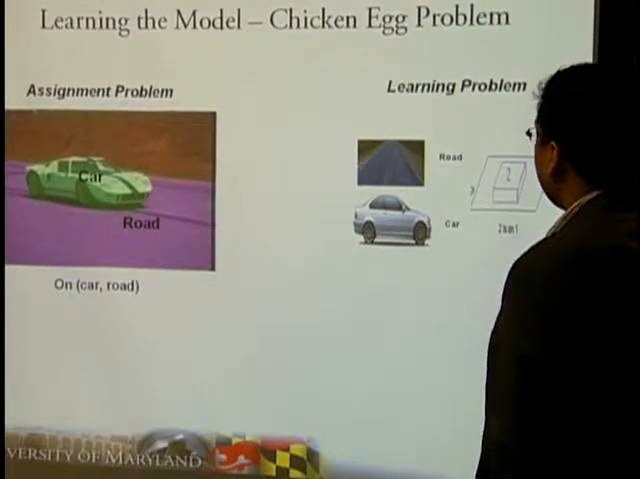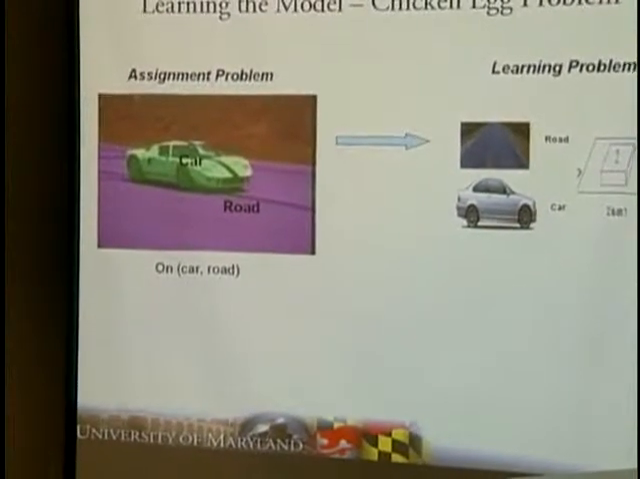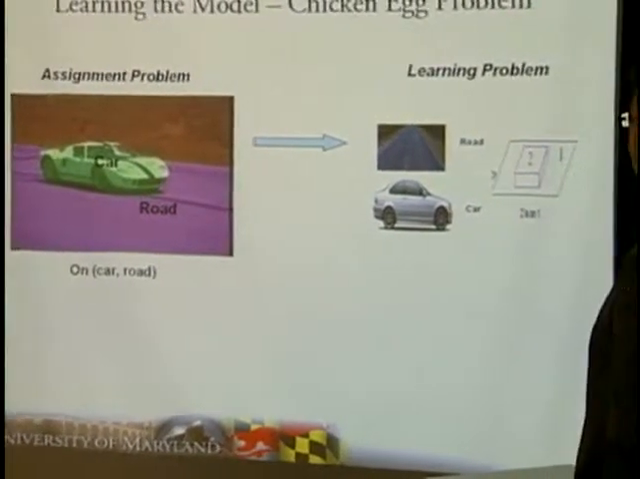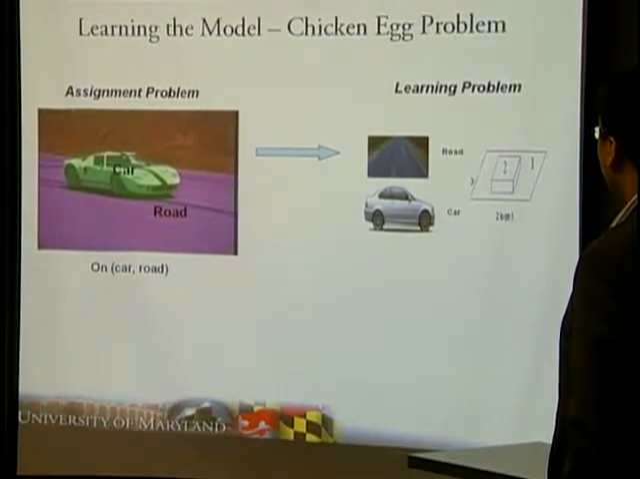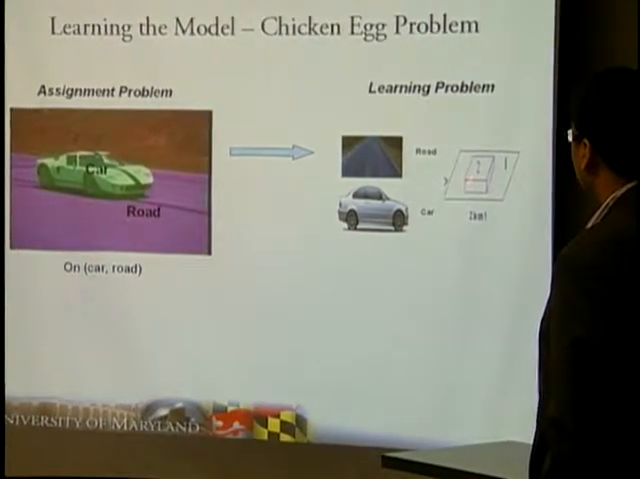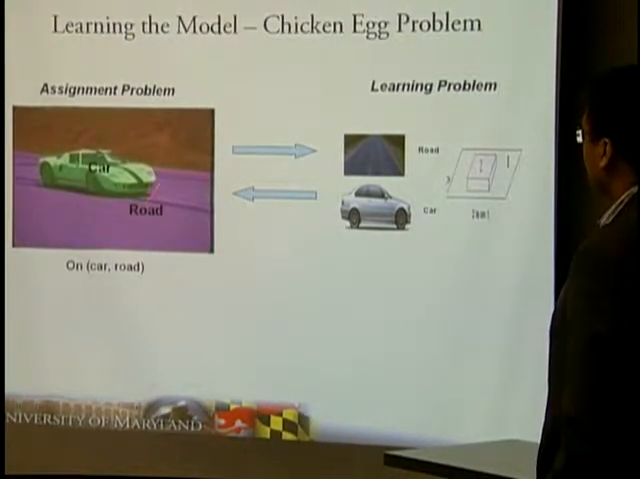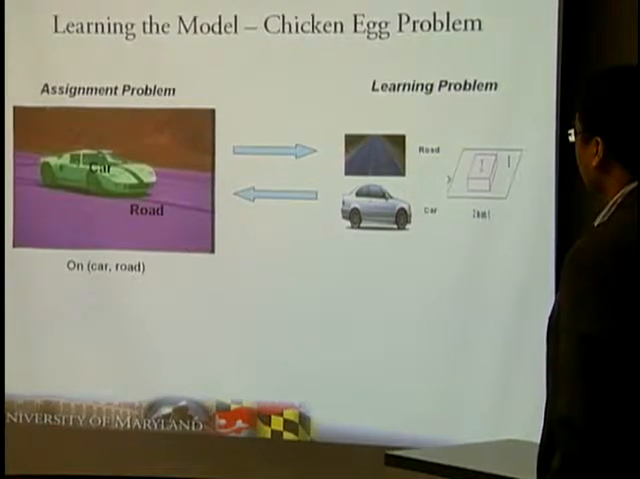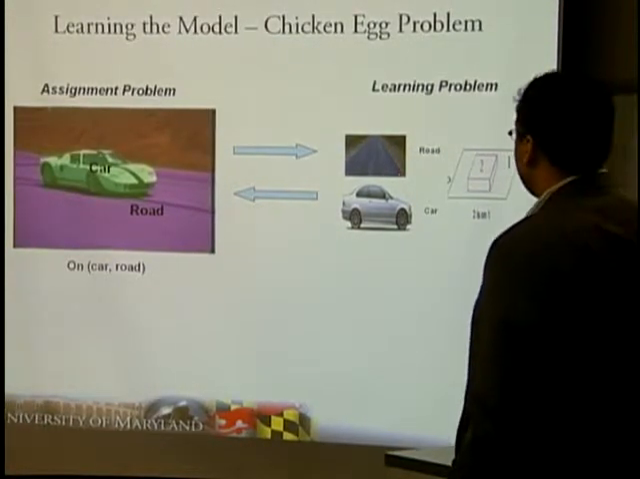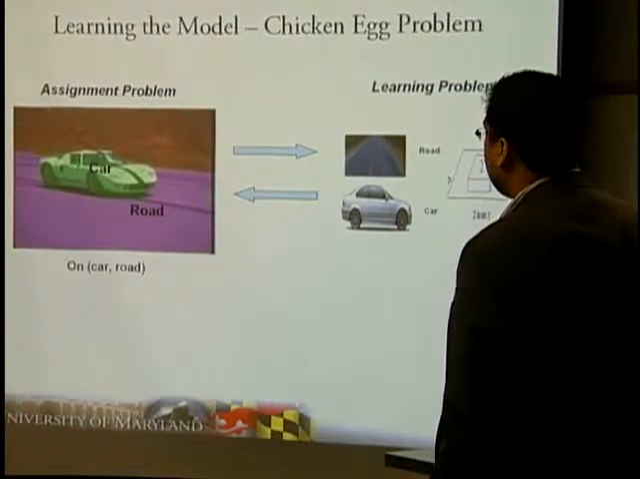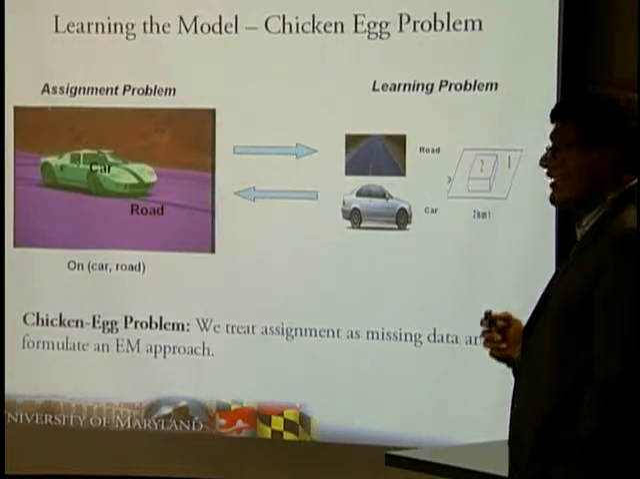Now, to solve the learning problem, I need the solution of the assignment problem. That is, I need to know what region is associated with the word car, what region is associated with the word road, to know what a road looks like, what a car looks like, and what the word on means. However, the assignment problem itself depends upon the solution of the learning problem. That is, I need to know what a road looks like, what a car looks like, and what the word on means to really associate regions with the words. So now we have a classical chicken and egg problem.